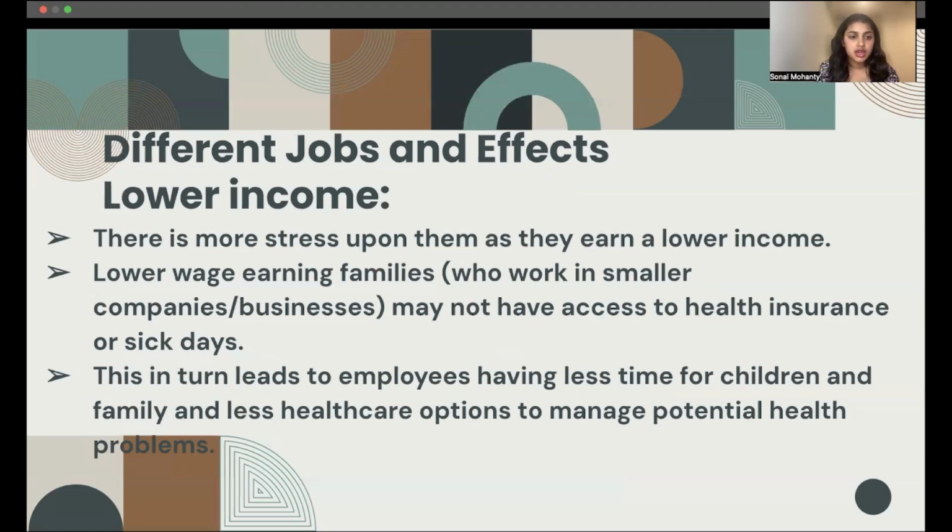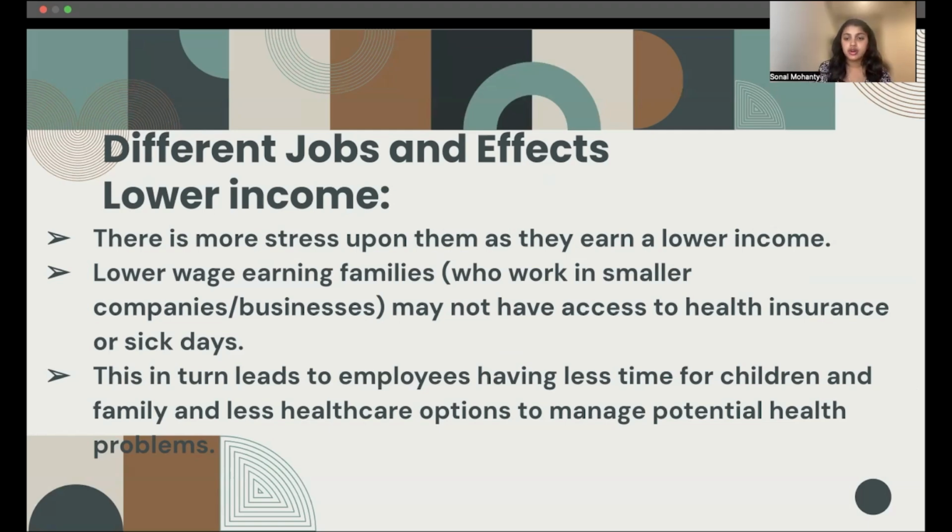Some effects on their lifestyle: there's more stress upon them as they may be earning lower income and feeling like, oh, I'm not able to afford everything that I should be. And wage earning families who work in small companies and businesses may not have access to health insurance or even sick days. Think about it. Smaller business owners, in order to run them before they may turn into something bigger, need to be working all the time. So it's really hard to give sick days, off days, or even vacation days.